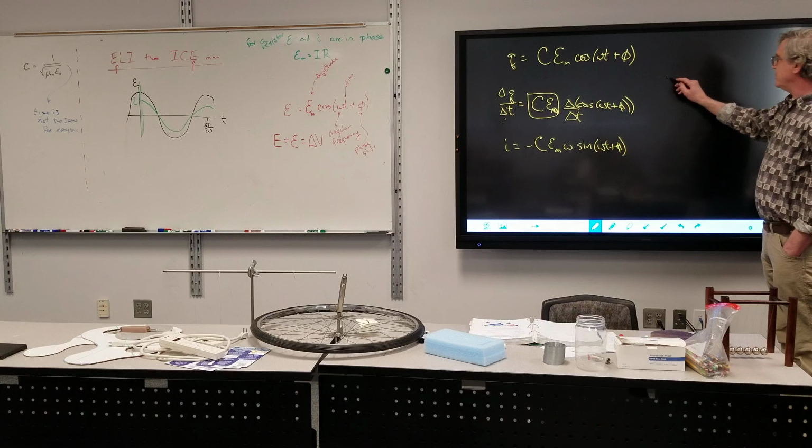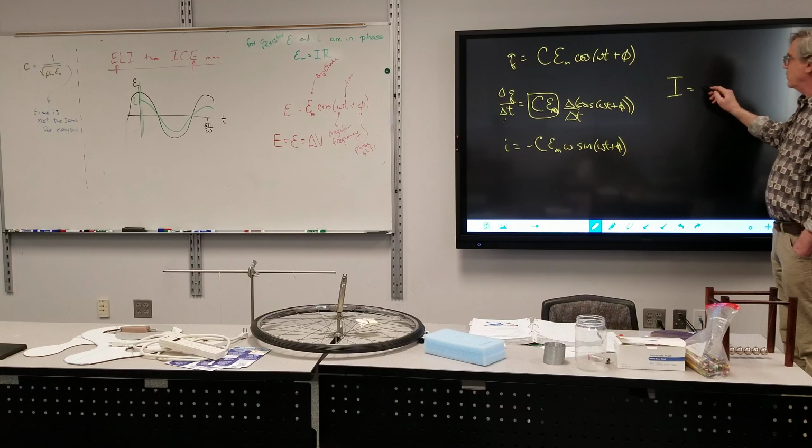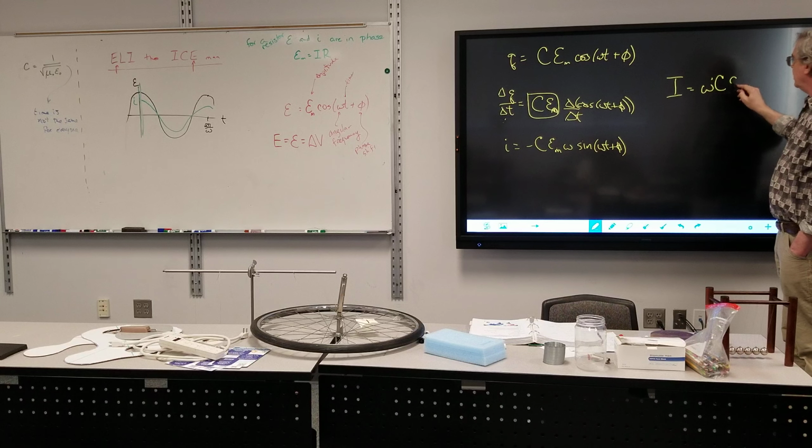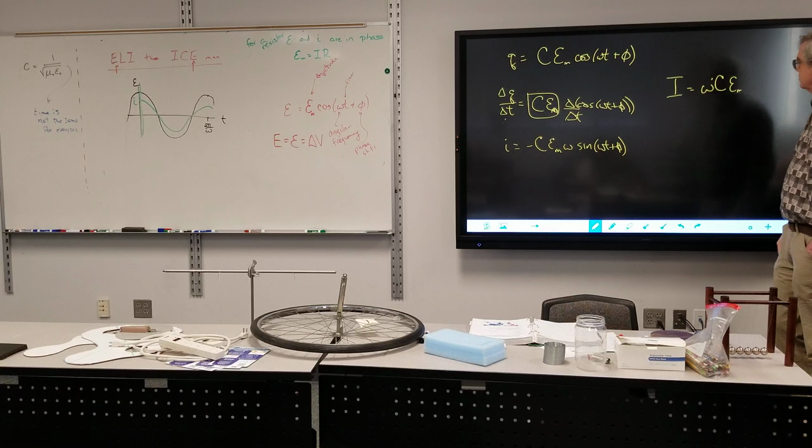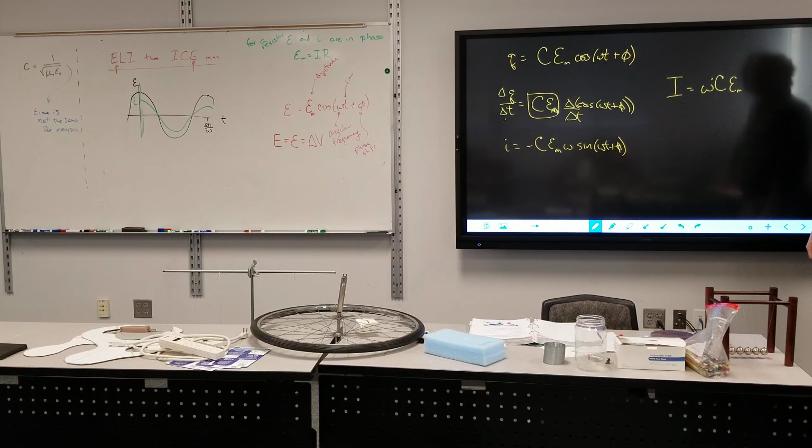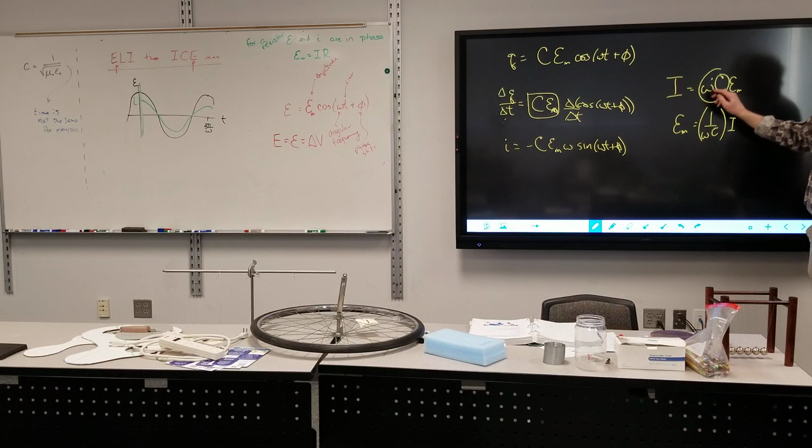My maximum current is going to be equal to omega C epsilon sub max. And to put it in a slightly different form, my maximum voltage, or maximum EMF, is going to be 1 over omega C times I. All I did was take that and bring it over to the other side.